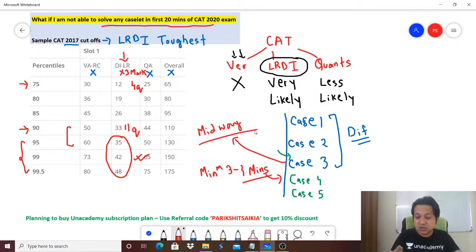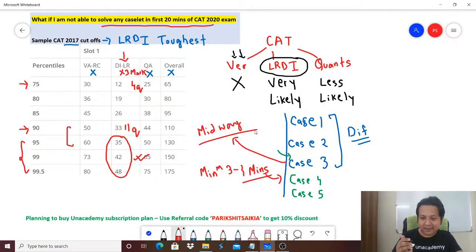Just 2 caselets. So even if at the end of 25 minutes you have solved 1 caselet, you still have 15 minutes to solve another caselet and you are good. Now, should I be taking guesses at this point of time? I will come to that. Should I take guesses because I'm not able to solve? Should I just tick and let my luck decide? We will talk about it.